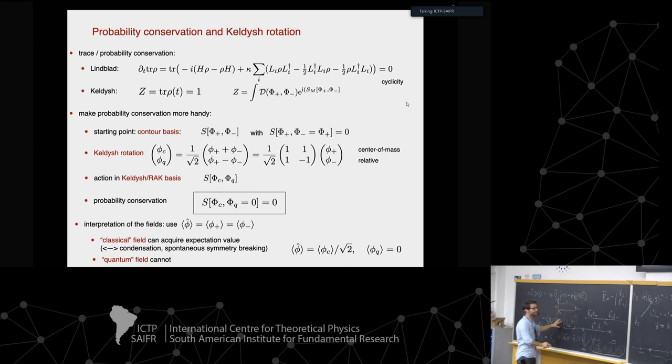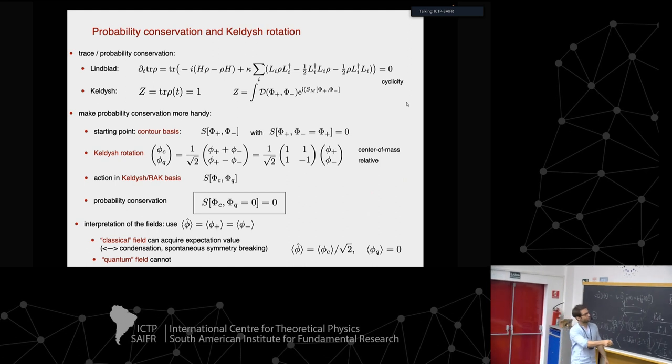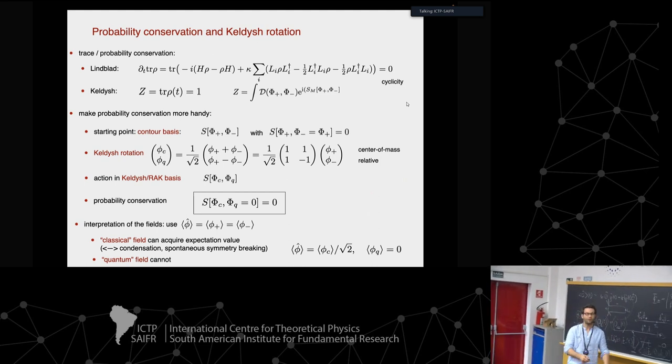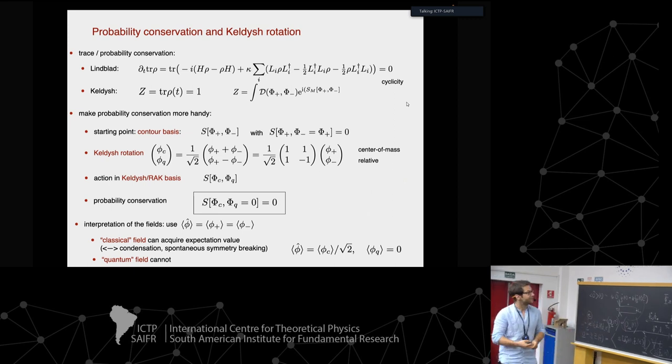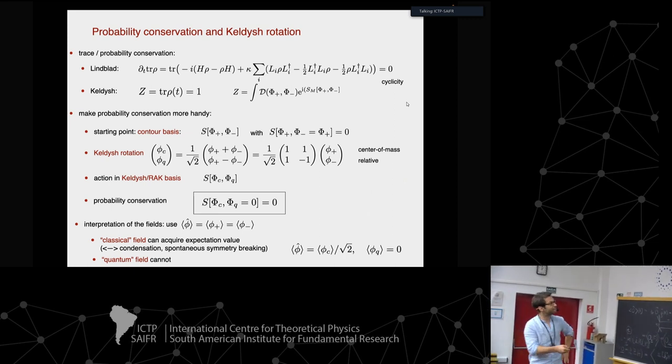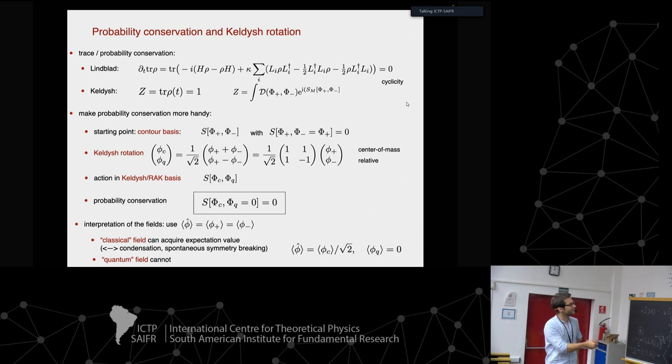If we apply this general formula to the representation of the field operator, or its expectation value, then we find this relation here. And that is the property that gives the name to this field. Phi C is also called a classical field in the sense that it can acquire a finite expectation value. This is the field variable that will signal condensation for us.